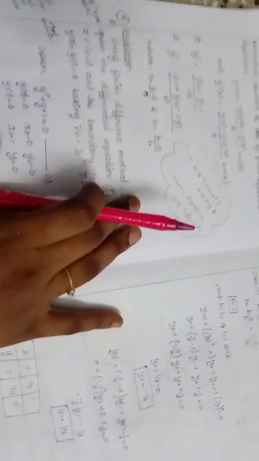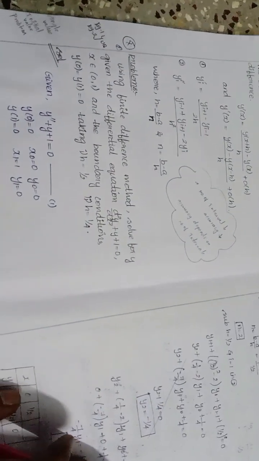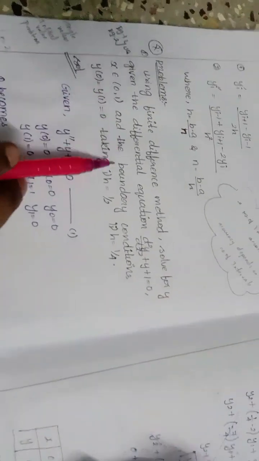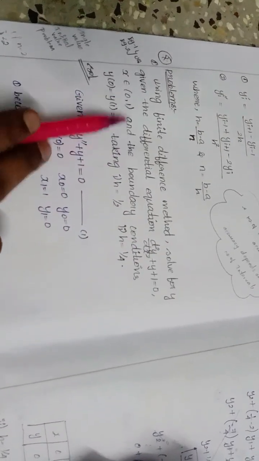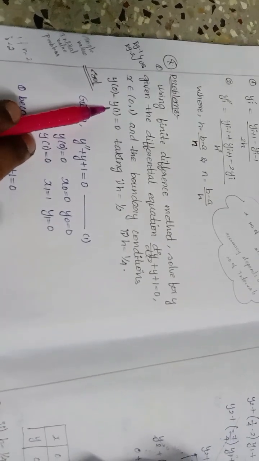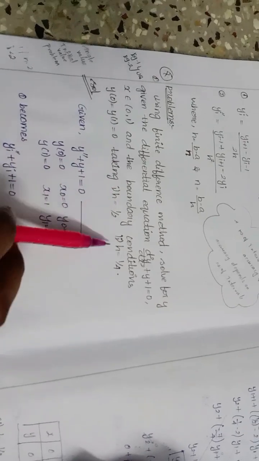So our problem is, using the finite difference method, solve for y given the differential equation. The given differential equation is d square y by dx square plus y plus 1 equal to 0, x belongs to 0 comma 1, and the boundary conditions are y of 0 equal to 0 and y of 1 equal to 0, taking h equal to 1 by 2 and h equal to 1 by 4.